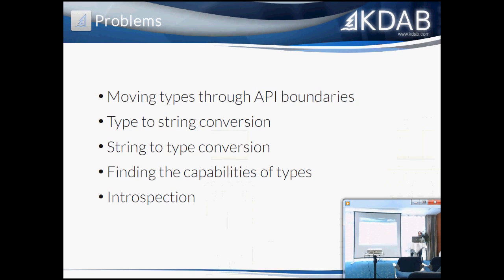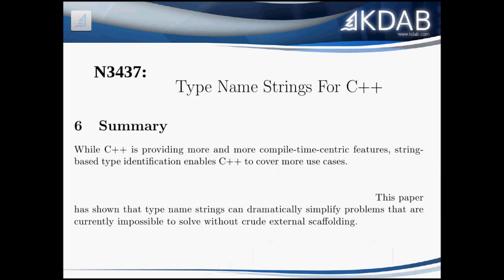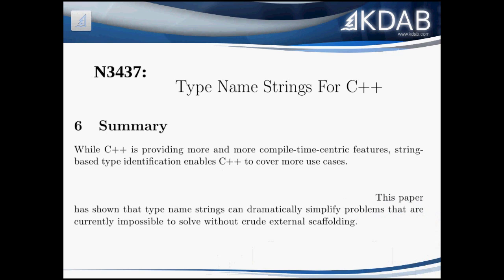So one of the papers, like I mentioned, one of the conceptual papers about type name strings for C++, for C++1Y, probably 17. It talks about how string-based identification enables C++ to cover more use cases, such as tooling, such as language families. He says that some of the problems are currently impossible to solve without good external scaffolding. So let's look at some cool external scaffolding that is in Qt.